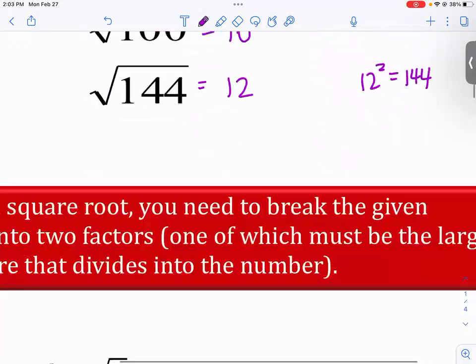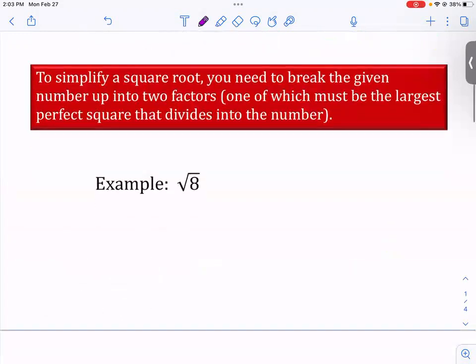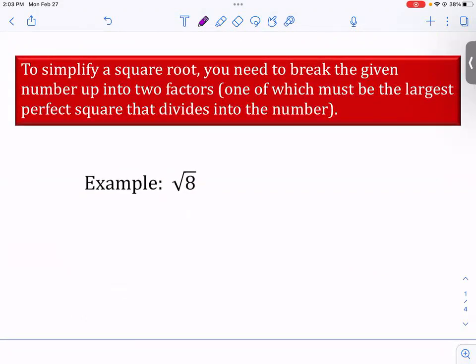But this is what we need to be able to do. We need to be able to simplify a square root. Now, whatever number is under the square root, if it is not a perfect square, then you need to figure out if there is a perfect square that can be factored out of that number. Okay? For example, 8. We know that 8 is the same thing as 4 times 2.